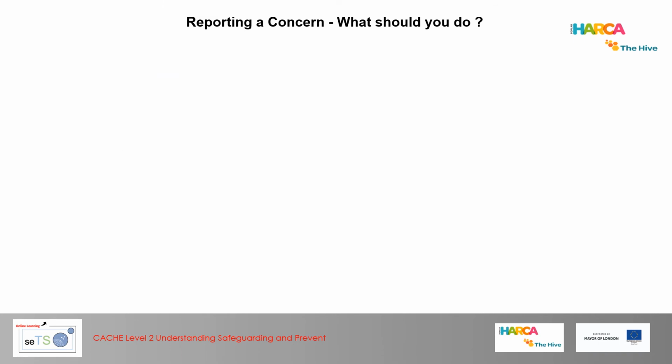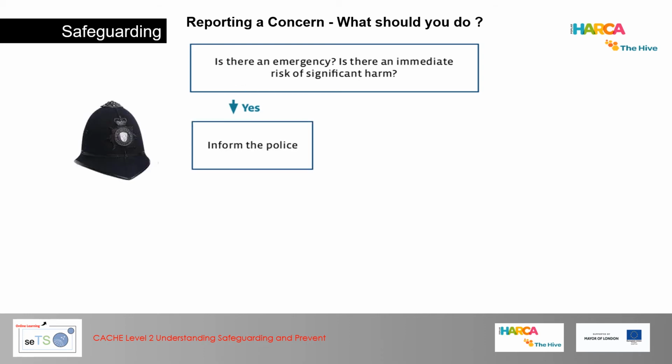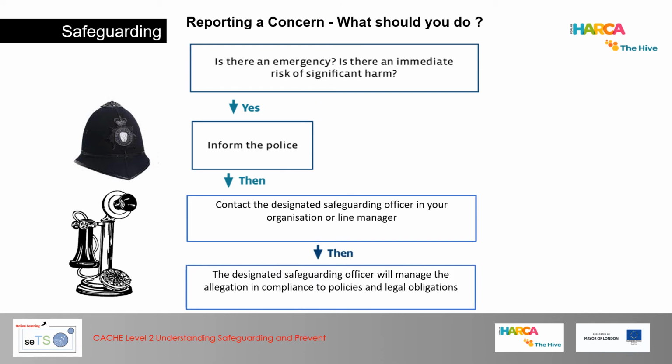Reporting a concern. What should you do? Is it an emergency? Is there an immediate risk of significant harm? If the answer is yes, then inform the police on 999. Then contact the designated safeguarding officer in your organisation or line manager. Then the designated safeguarding officer will manage the allegation in compliance with policies and legal obligations.